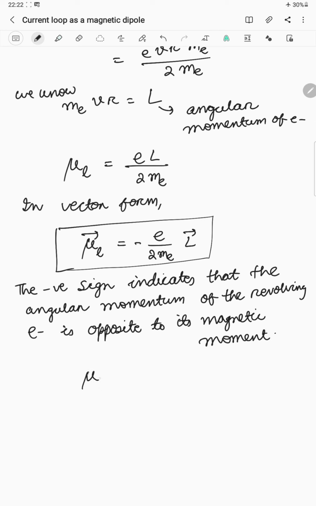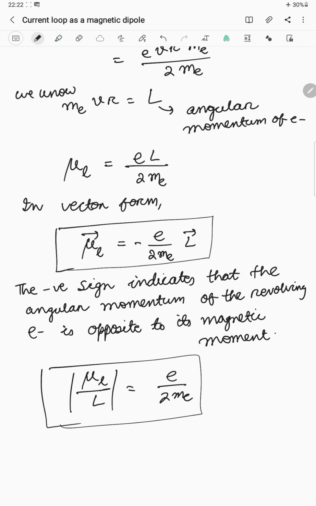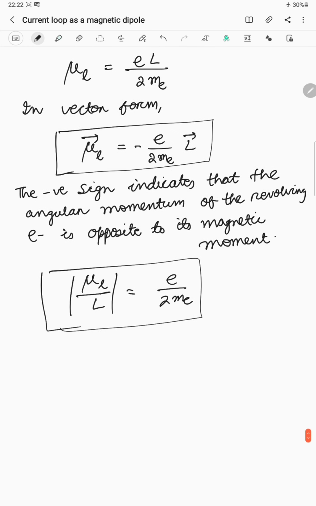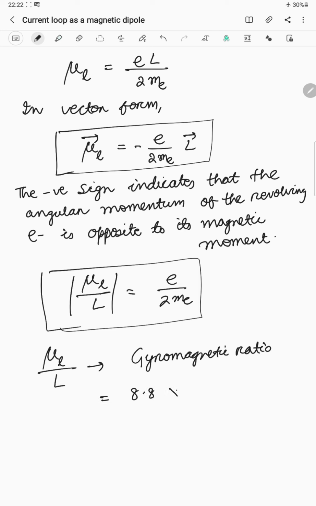Okay, so if you take the mod of mu L divided by L, this will give you e by 2me. And this mu L by L is the gyromagnetic ratio. And what is its value? Its value is 8.8 into 10 to the power 10 coulomb per kg. Basically, the gyromagnetic ratio is the ratio between the magnetic moment of the electron to its angular momentum.